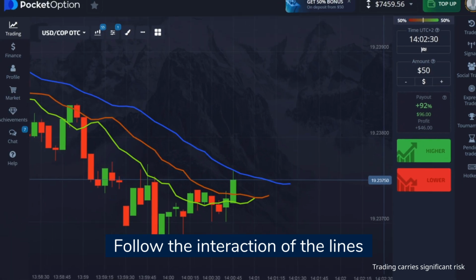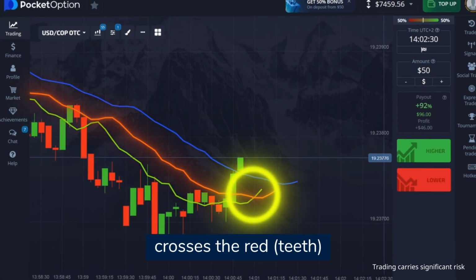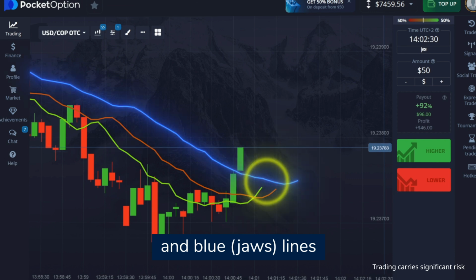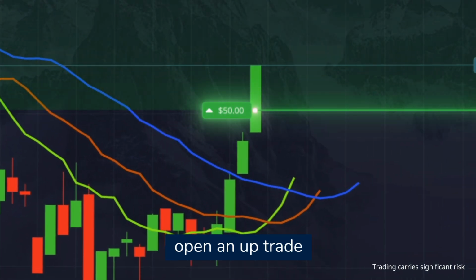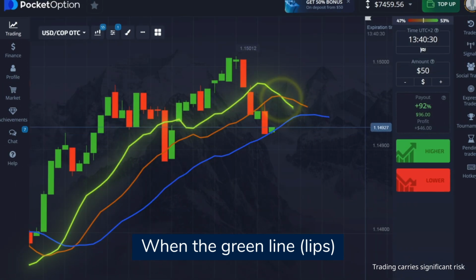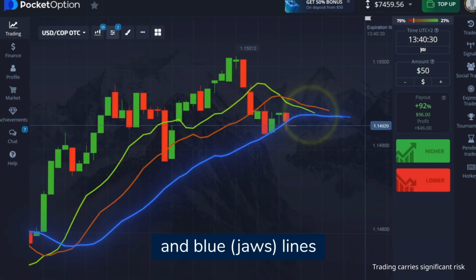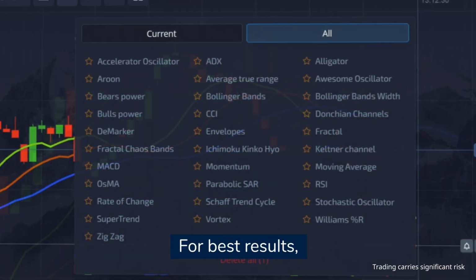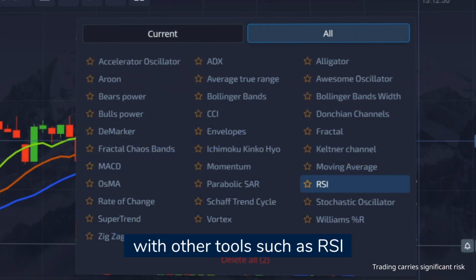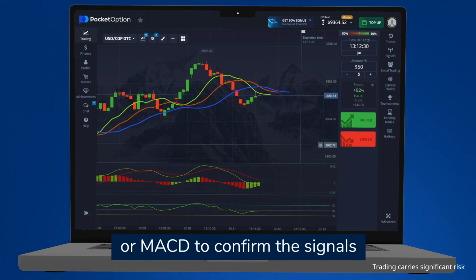Follow the interaction of the lines. When the green line, lips, crosses the red, teeth, and blue, jaws, lines from bottom to top, open an up trade. When the green line, lips, crosses the red, teeth, and blue, jaws, lines from top to bottom, open a down trade. For best results, combine the alligator indicator with other tools such as RSI or MACD to confirm the signals.